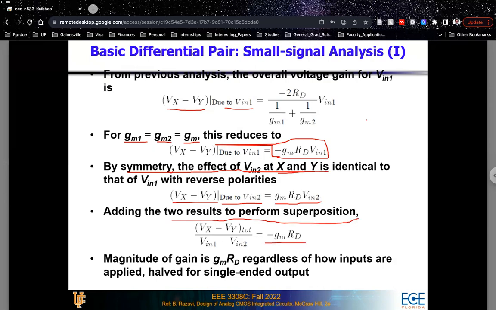So the magnitude of the gain is equal to gm times Rd, regardless of how your inputs are applied, in a half manner or a single-ended output. So for your common source, the gain was gm times Rd. Even after having them in a differential configuration, the gain is the same, minus gm times Rd.